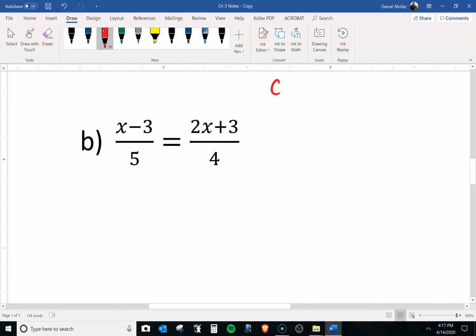Our common denominator between 4 and 5: 5, 10, 15, 20. 20 would be a good number that can be divided by 5 and be divided by 4. So this needs a 5, top and bottom, and this needs a 4.